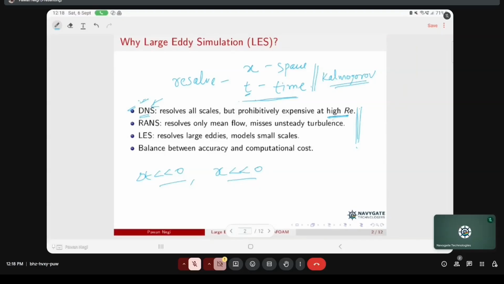These are not done. Then comes RANS, which we have discussed in our previous lecture, and these lectures are present on our YouTube channel. You can go back and watch them. In Reynolds averaged numerical simulations, you resolve only the mean flow. This particular mean flow is filtered with the help of Reynolds averaging.